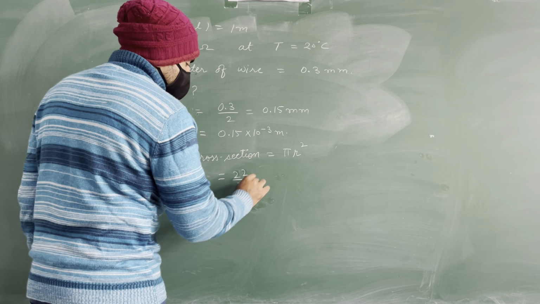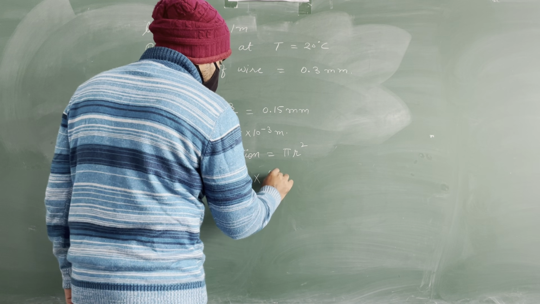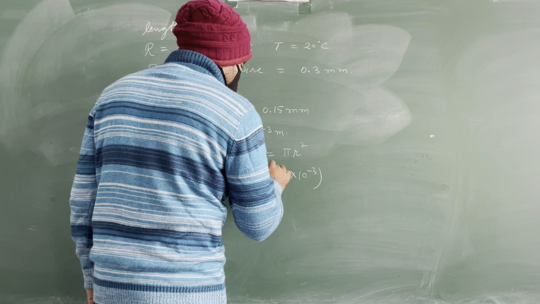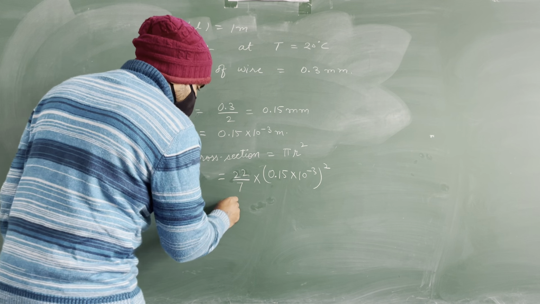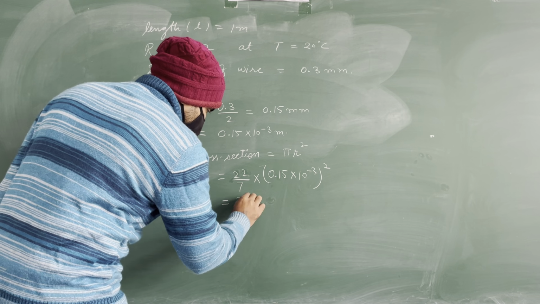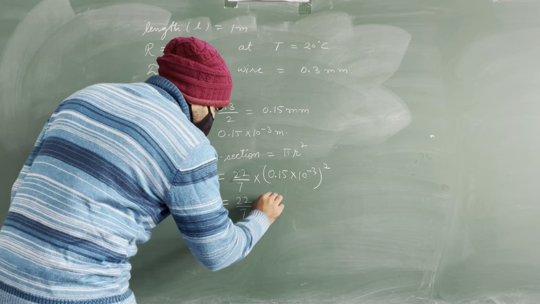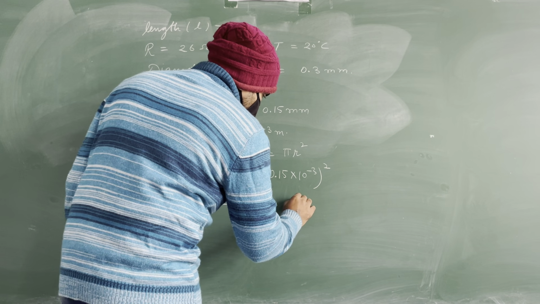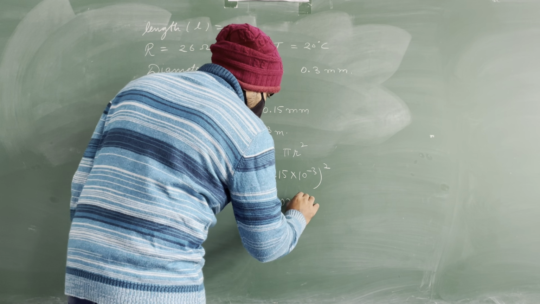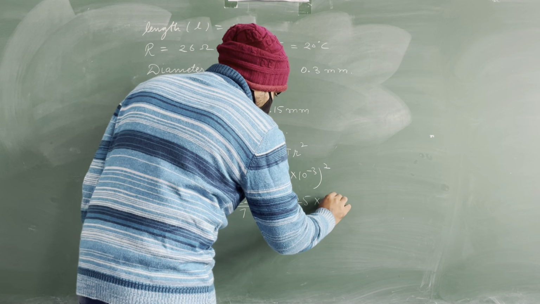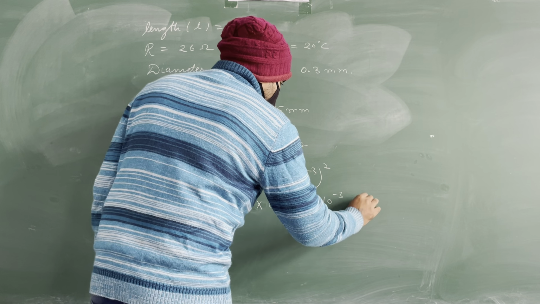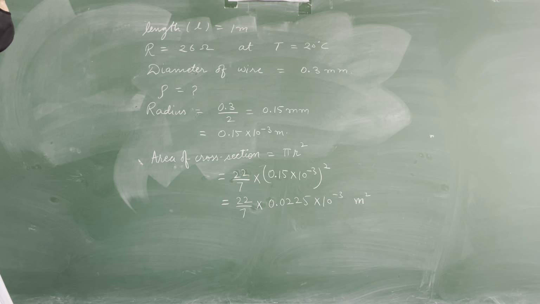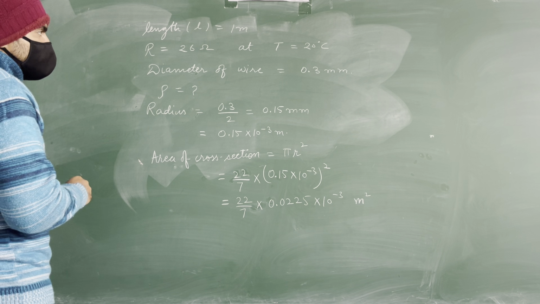22 divided by 7 multiplied by 0.15 multiplied by 10 raised to power minus 3 whole square. It will be equal to 22 by 7 multiplied by 0.0225 into 10 raised to power minus 3 meter square. This will be the area of cross section of the wire, and we have to find the resistivity.